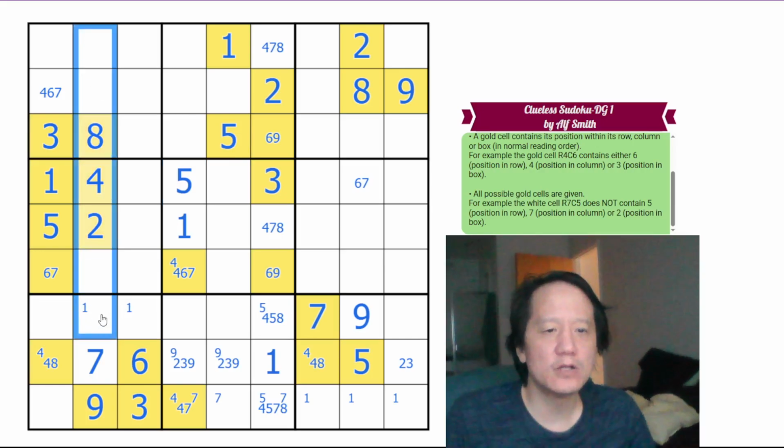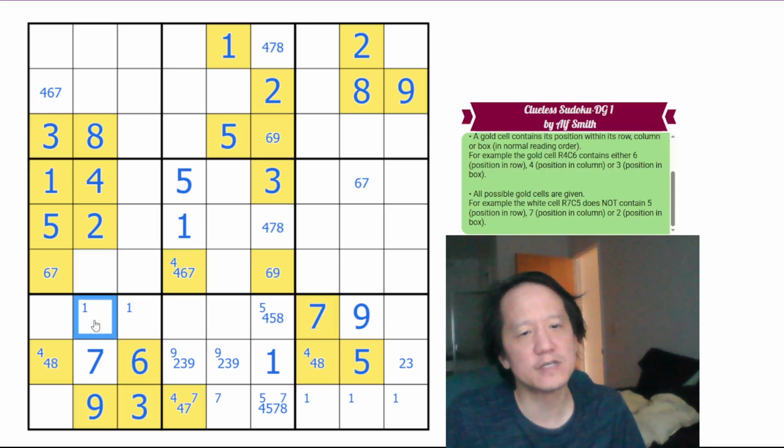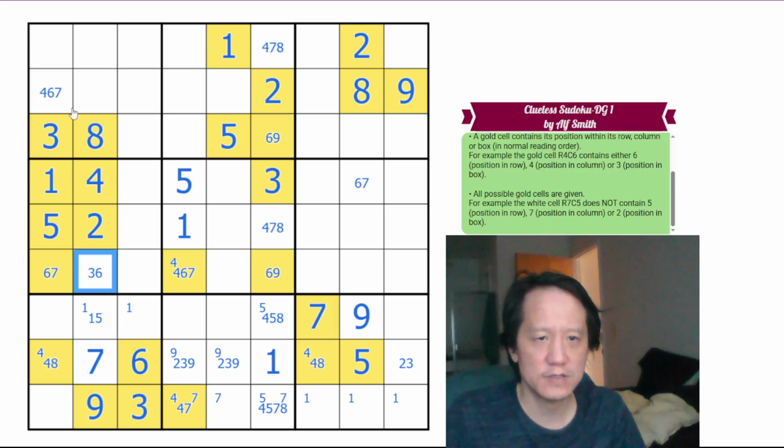Remaining digits in column 2. We have, what, 1, 3, 5, and 6. This can't be 3 or 6, so this is 1 or 5. This can't be 1 or 5, so this is 3 or 6. And this can't be 3 here. So where's the 3 in column 2? It has to be here. So this is 3.